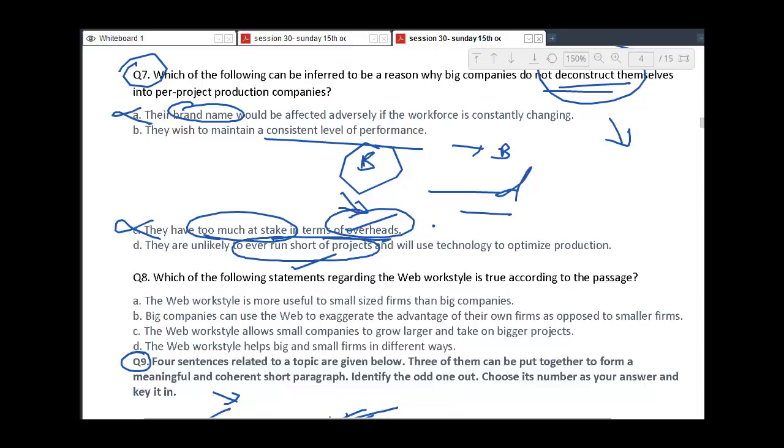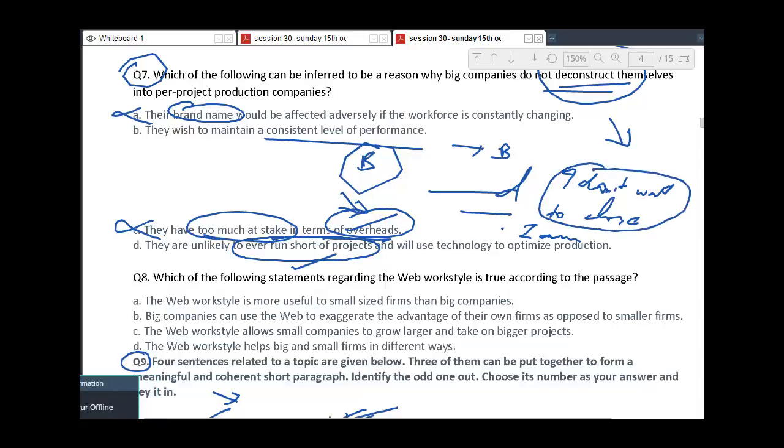A simple thing. If I say I don't want to change, I am happy with what I am. So this first sentence says what? I don't want to change. The second sentence says, I am happy with what I am. Can I say that this is the reason for this sentence? I don't want to change. I am happy. So can I say this is the reason? Correct? You all agree, right?